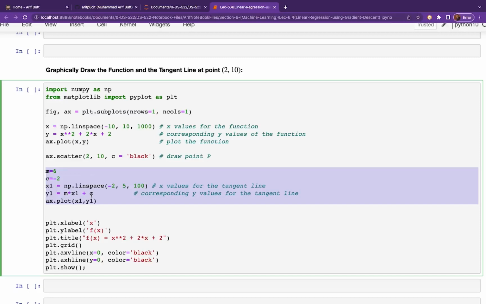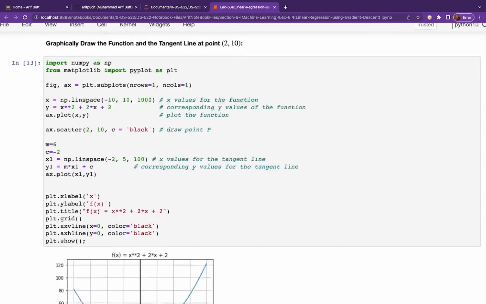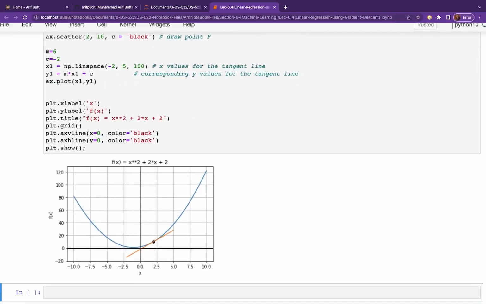And remember, these are the slope and the y-intercept values which we have calculated above. Let me just execute it. Great. So this is the function, this is the point, and this is the line, or the derivative of this function at this point. I hope this is making sense.